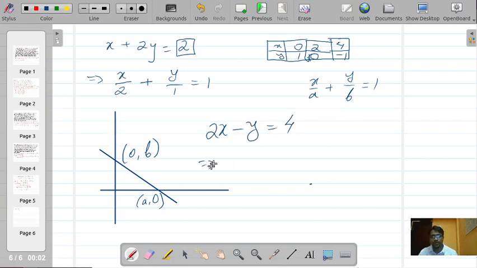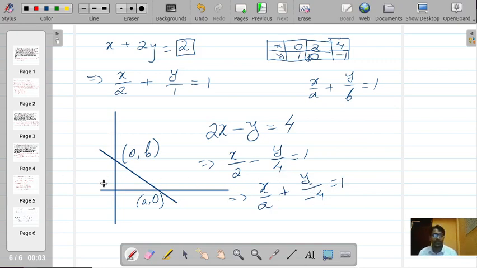Similarly, if you have something like twice x minus y equal to 4, how do you draw this particular straight line? You divide both sides by 4, so it's x by 2 minus y by 4 is equal to 1. To convert it to the intercept form, I'll write it as x by 2 plus y by minus 4 is equal to 1. So the x intercept is 2 and the y intercept is minus 4.